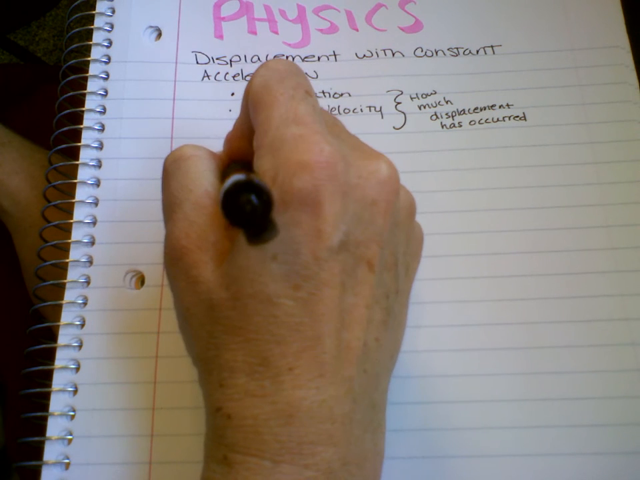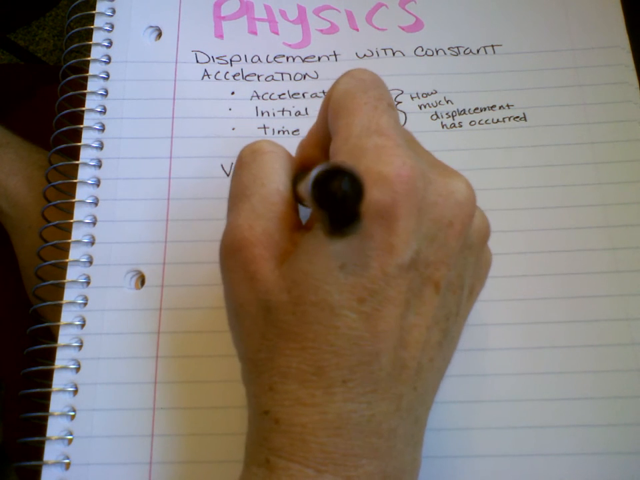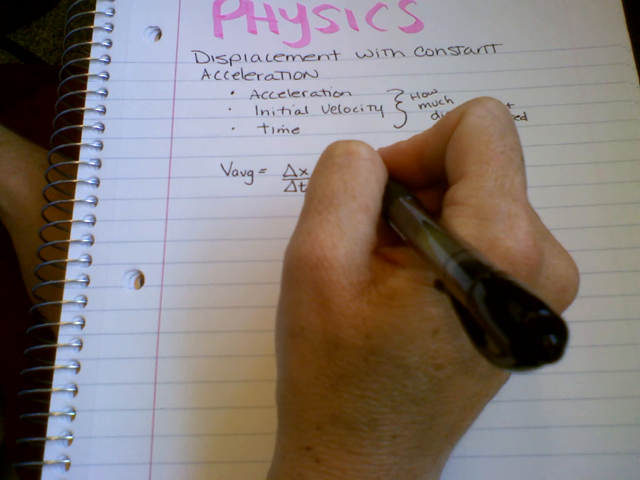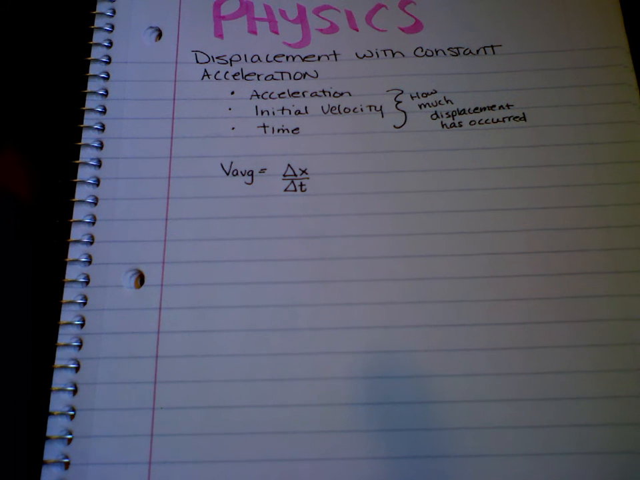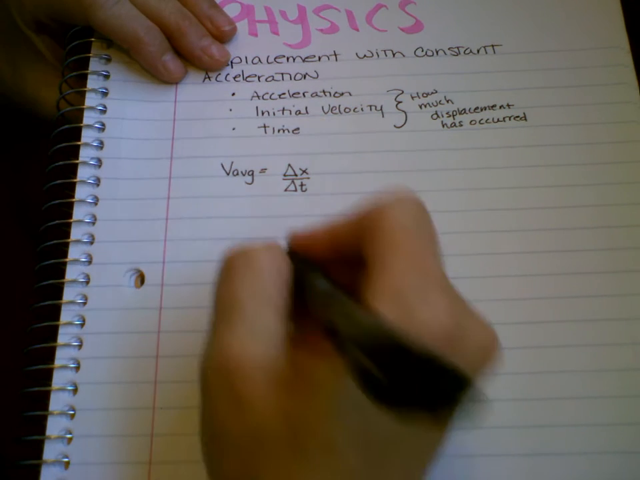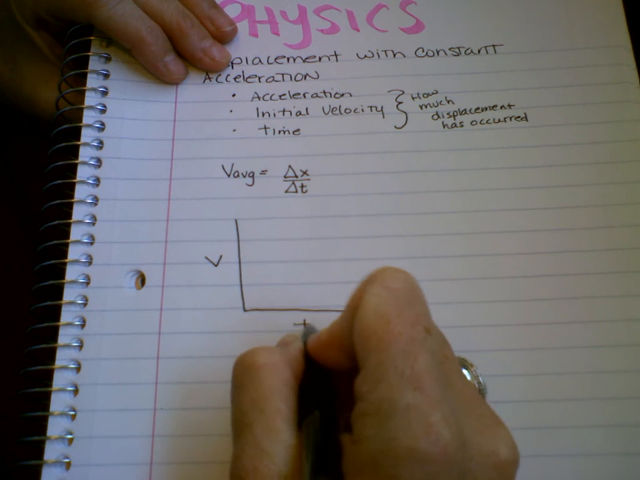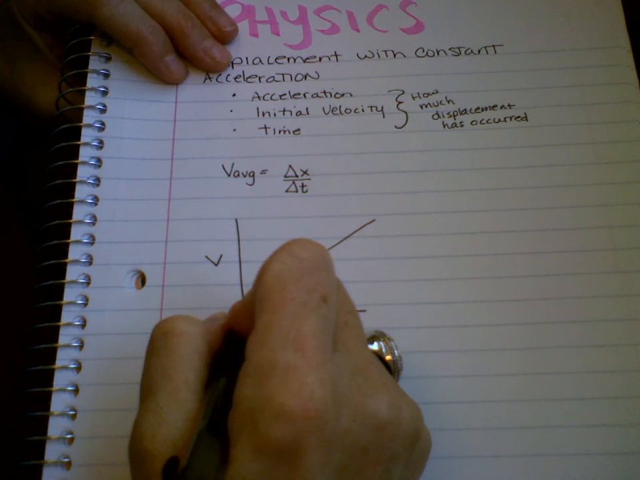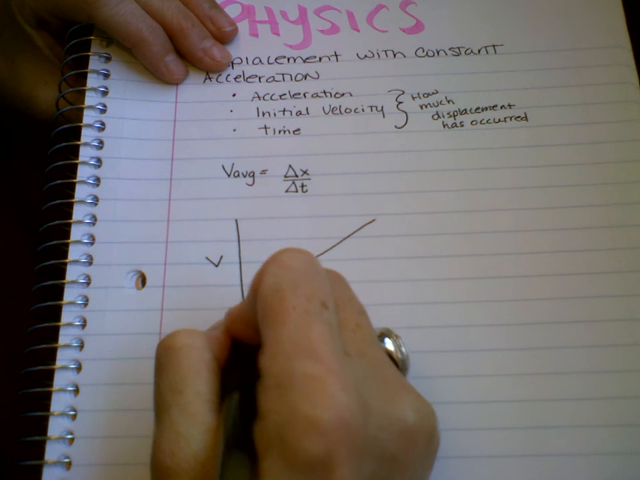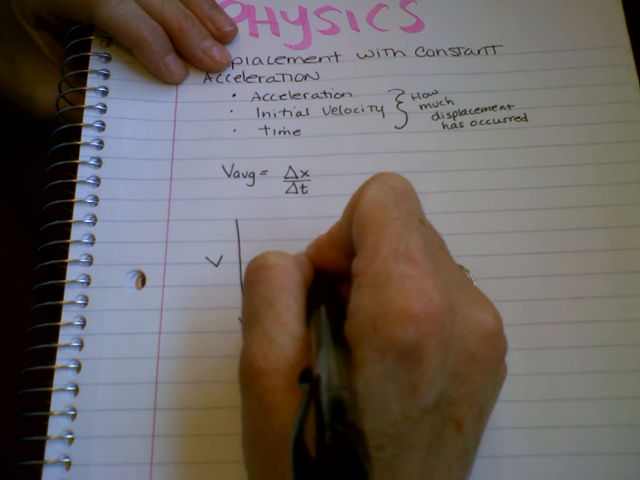Average velocity, we've talked about this before, is delta x over delta t, so change in displacement over change in time. And we can also say that if acceleration is constant, let's look at a graph. I'm going to show you a little graph here with velocity on the y-axis and time on the x-axis. I'm going to draw a straight line, which indicates constant acceleration. Here we have our starting point, v sub i, and our final velocity, v sub f. We can say that the average velocity is right in the middle.